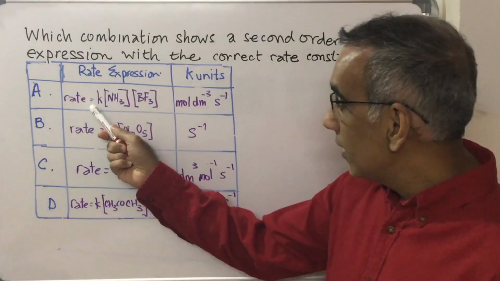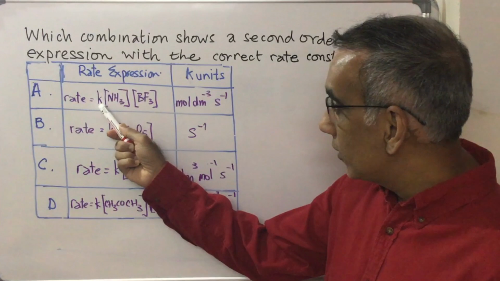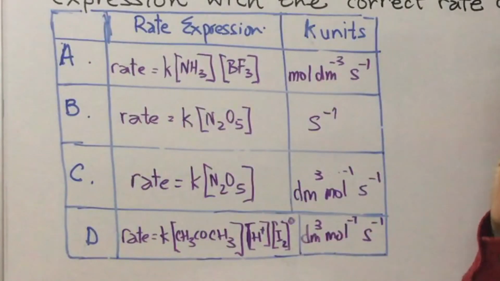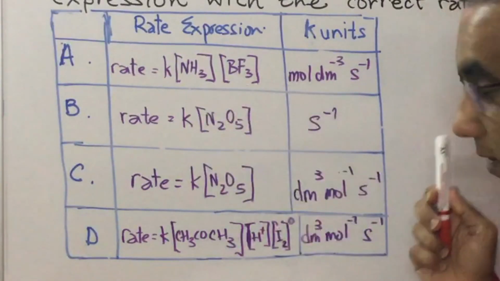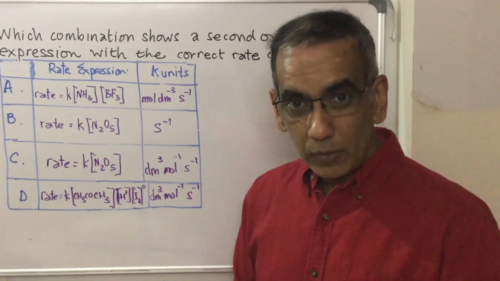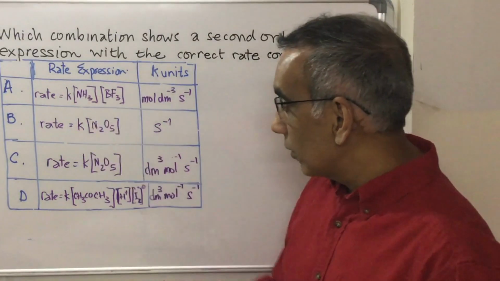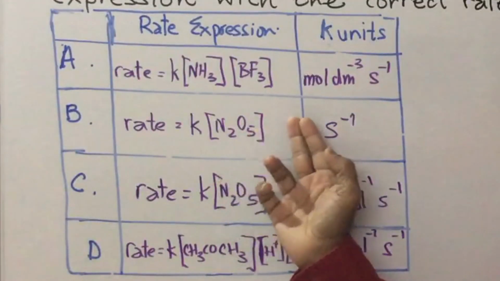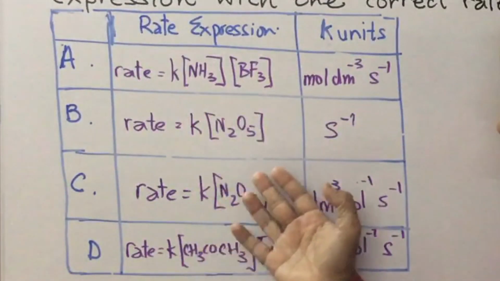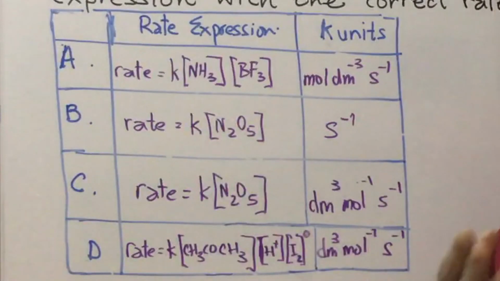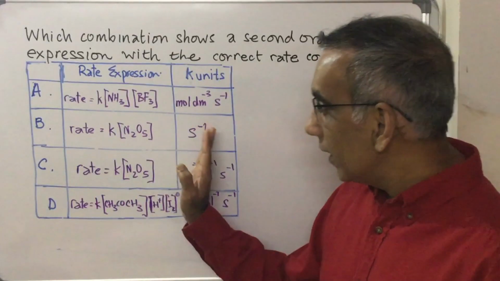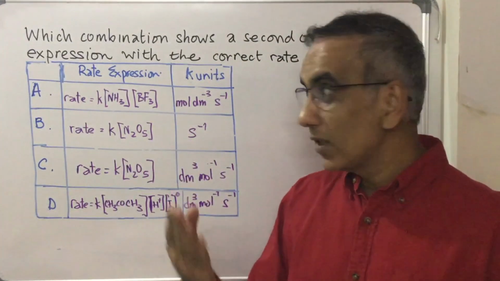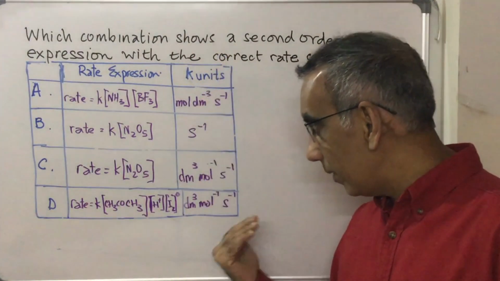Here you can see that the rate is equal to K, the rate constant, multiplied by concentrations of two entities. That would make it a second order reaction. So A is a second order reaction. B, of course, with just the one molecular entity multiplied by K, that's a first order reaction. And the same for C. So we've eliminated B and C without even considering this column here.